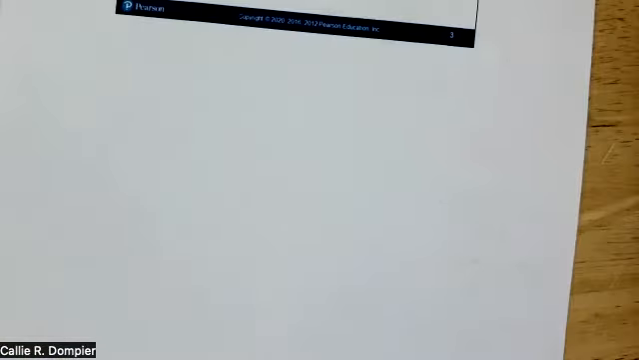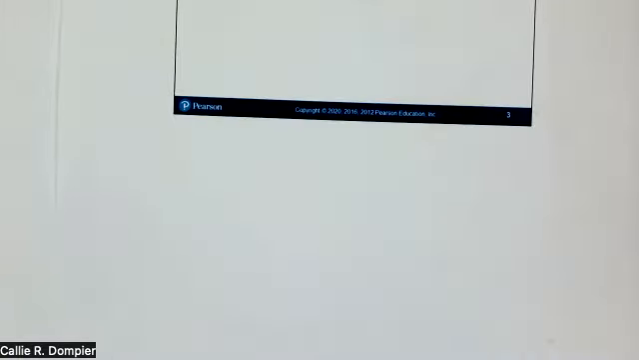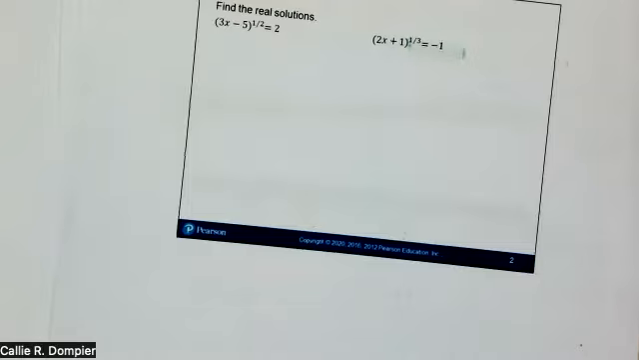And I lost some pages. I lost my page 2. Yay, here it is.